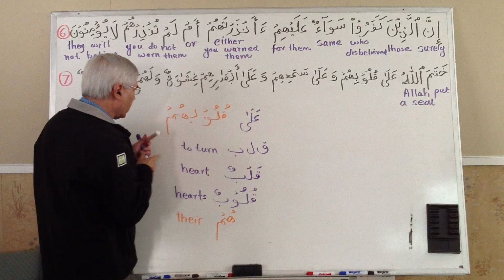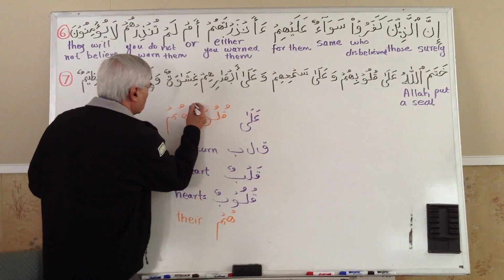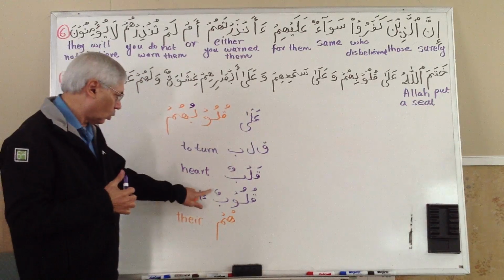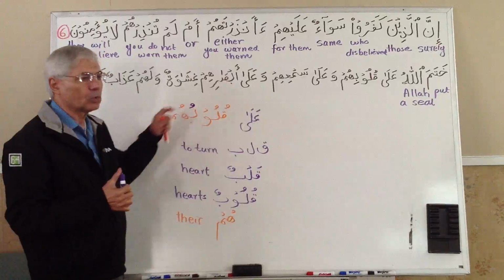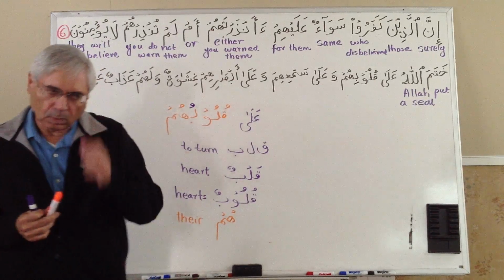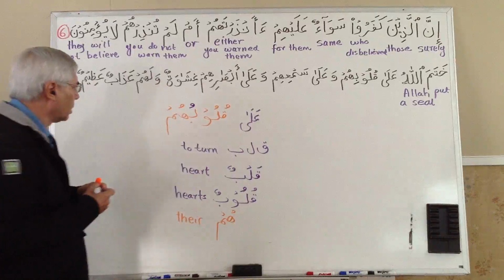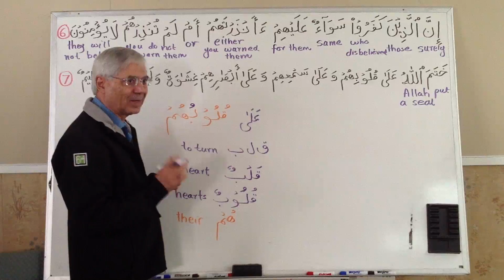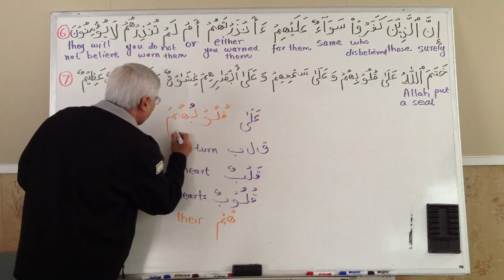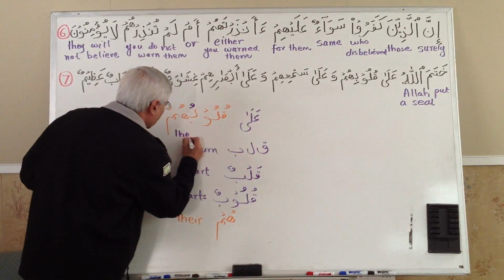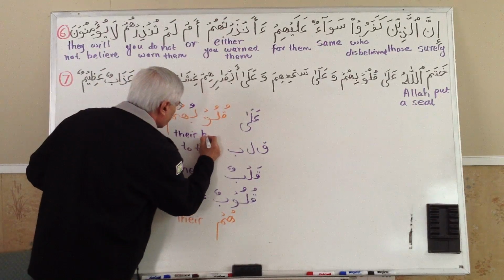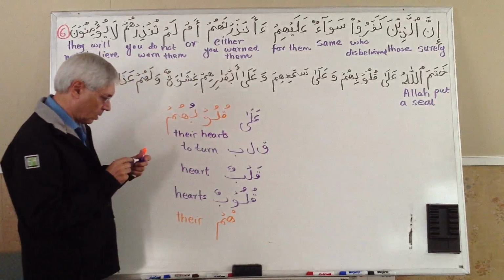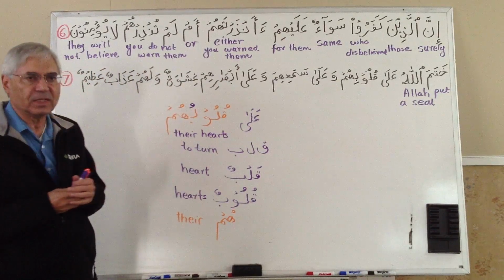The important thing is that it was 2 dhammas, now it is 1 only. Qulubun becomes qulubu. Hum is still there. So their hearts. Qulubuhum means their hearts.